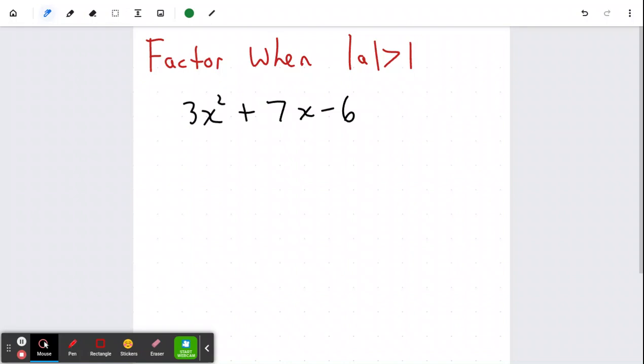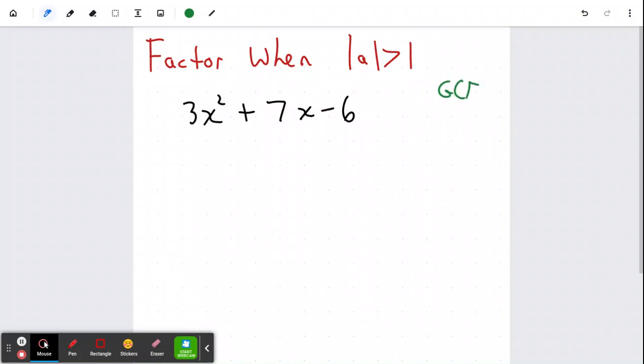Today we're going to factor when a is greater than 1. This method is called factor by grouping. It has two major new steps. The process is going to begin by, as we always do, finding a GCF.